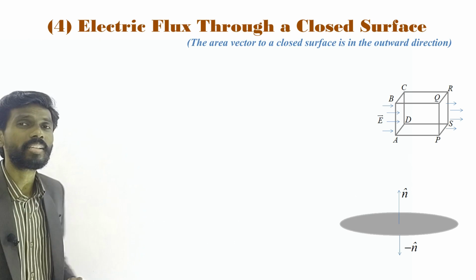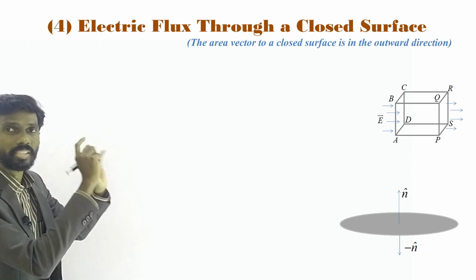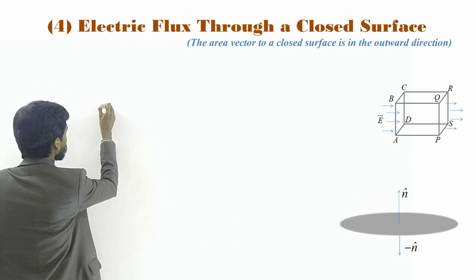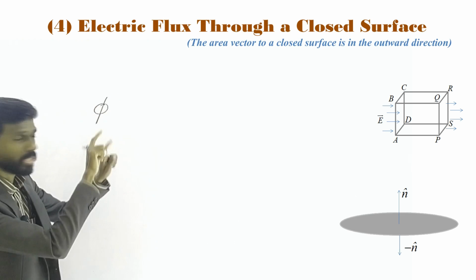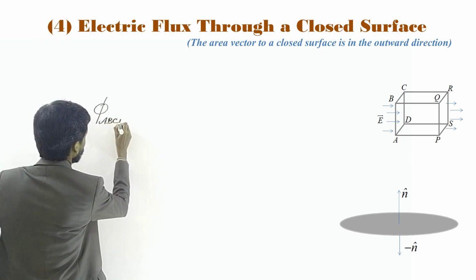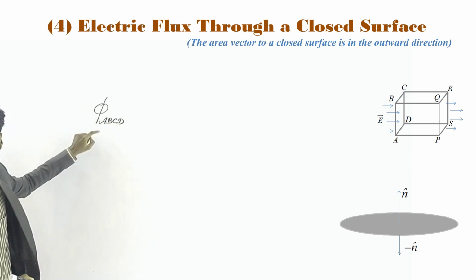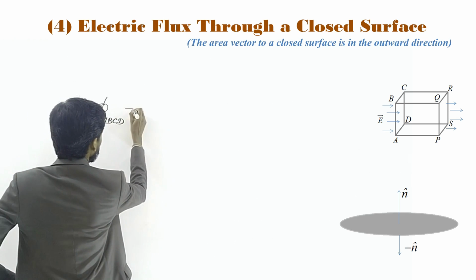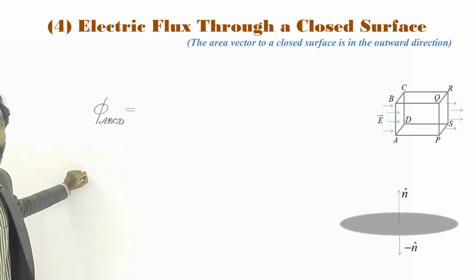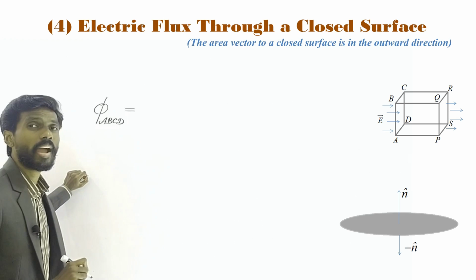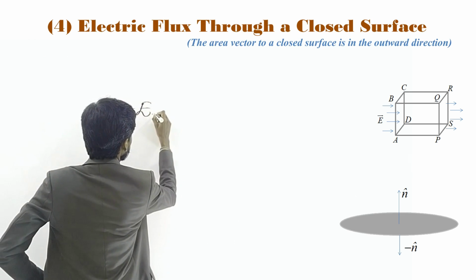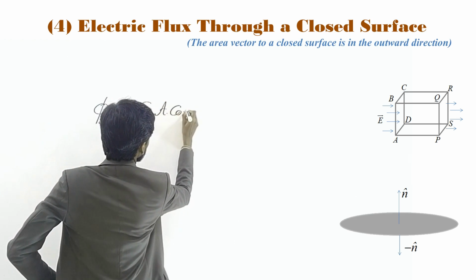So now let us find the electric flux through each of these surfaces. Let us first find the electric flux through the surface, say ABCD. This face, ABCD. I'm writing it like this. This is the flux through the surface ABCD. So that equals, let us use the formula EA cos theta. E multiplied by A multiplied by cos of the angle between the area vector and the electric field.